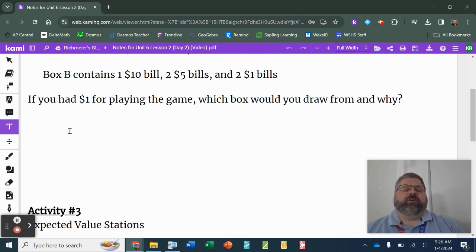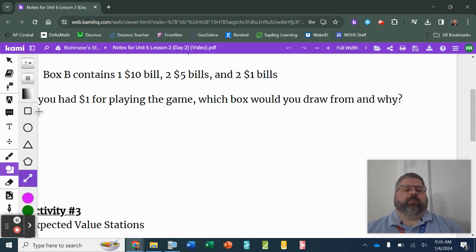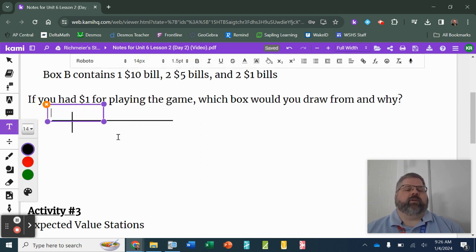To make a decision, what we really should do is use expected value. So, as we were doing in class in the previous lesson, we're going to examine the expected value of both boxes. So, what I have here is the probability, and this down here is going to be the amount I win.